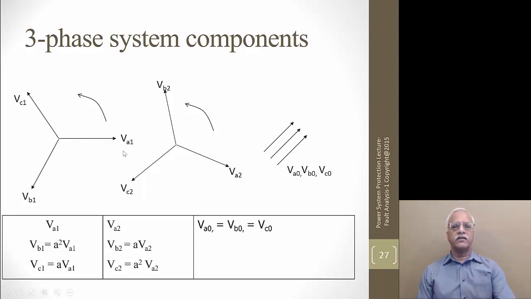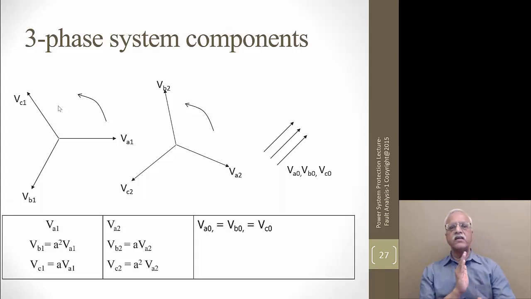I have a sequence network A1, B1, and C1. So if you look at it, the A comes to the peak first, and then the B, and then the C, and this is rotating in a counterclockwise direction. That is our generation voltage rotation, and this is called the positive sequence.